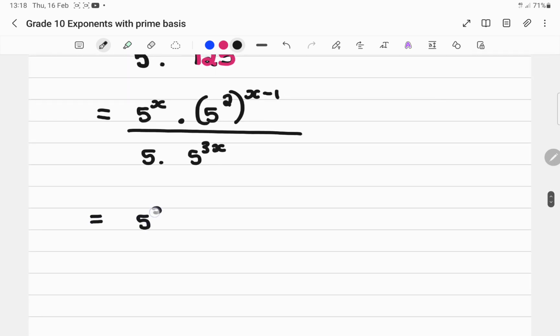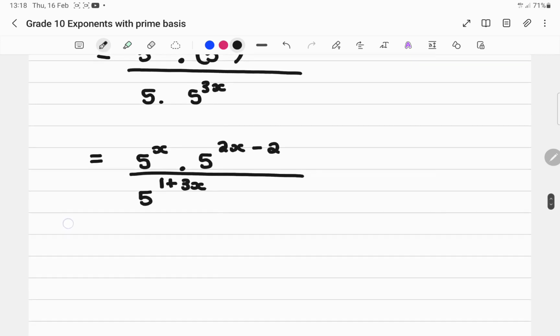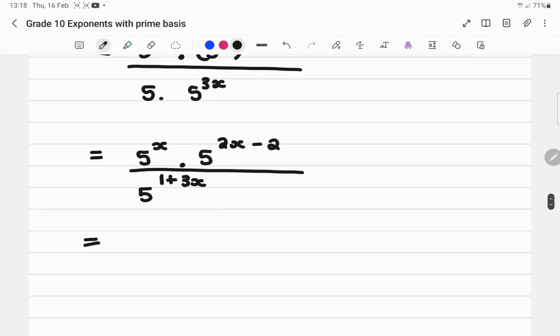Then we've got 5 to the power x times 5 to the power 2x minus 2, all over 5 to the power, and can you see that we can write 1 plus 3x? Because we keep the same base and we add the exponents. Same with here. Keep the same base and we add the exponent. So x plus 2x is 3x minus 2, all over 5 to the power 1 plus 3x.